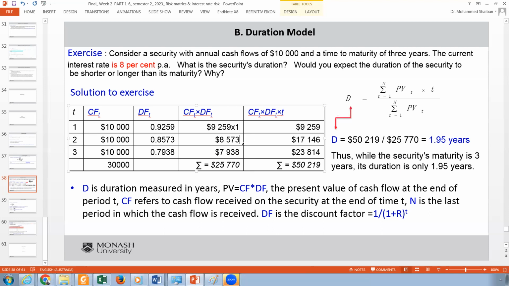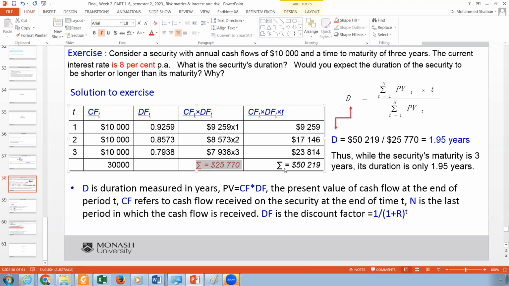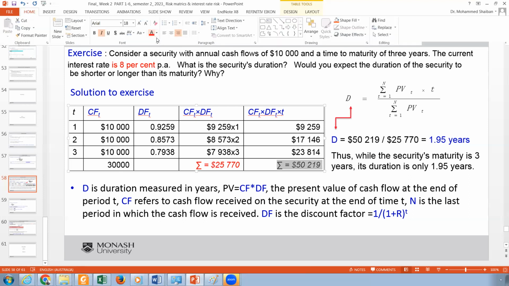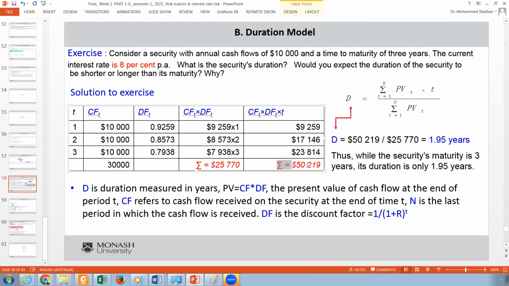This, we multiply it by 2 years, we get this amount. And this, we multiply it by 3 years, and we get this amount. Then we add the present values, which is this one, and we'll add the present value times the time, which is this one, and divide this amount by this amount to get the duration. And this is the formula.